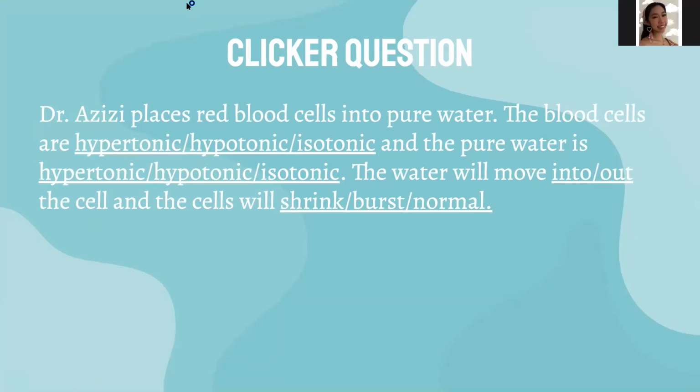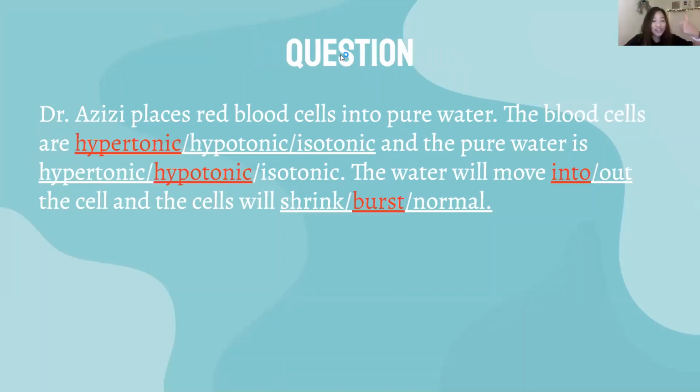So the blood cells are hypertonic because pure water wouldn't have any solutes in it, which is why the pure water would be hypotonic, because the osmolarity would be less. And so water would move into the cell and the cells would burst because the water would move to the concentration with the higher solutes. Yes, that's correct. Beautiful. She honestly couldn't have explained it any better. So the blood cells are hypertonic.